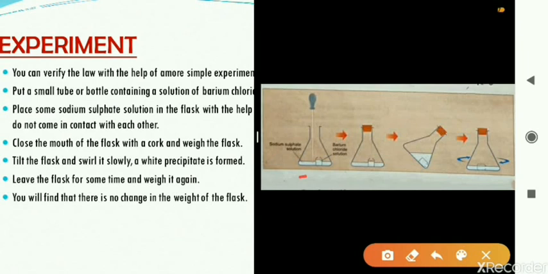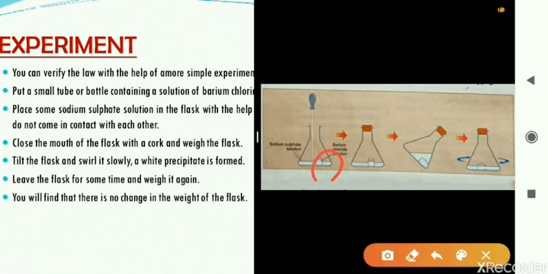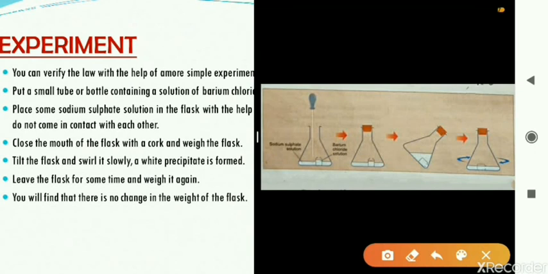A conical flask is taken, and in that we put sodium sulfate solution. We take another small bottle, and in that small bottle we take barium chloride solution and keep the bottle straight in the conical flask. We have to take care that it does not fall down, so the reaction should not take place earlier. So we have to keep it properly. After keeping this small bottle in the conical flask, we will check the weight of the flask and note it down, whatever is coming.